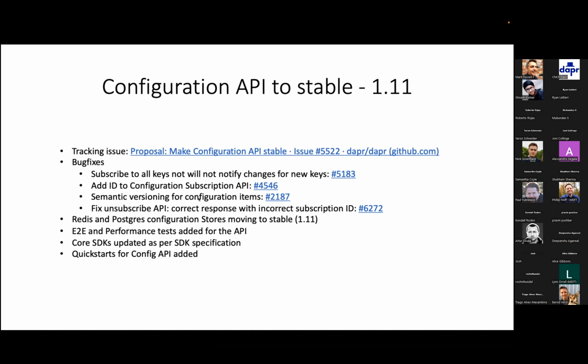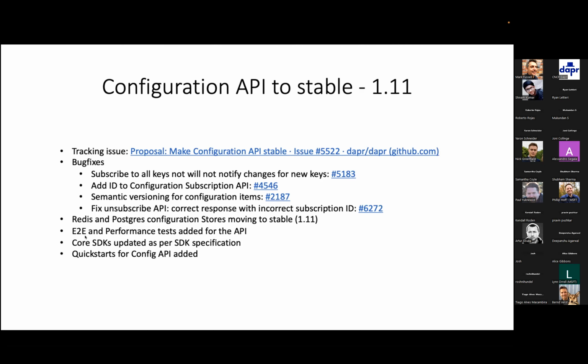Semantic versioning has been handled for both the Redis and Postgres components. And then there was a minor bug in the unsubscribe API as well, which was giving an incorrect response when you pass an incorrect subscription ID. Basically, not an expected response. So that has been fixed. So there are a few bug fixes. And as I said initially, we are moving the Redis and Postgres configuration stores to stable with this 1.11 release itself.